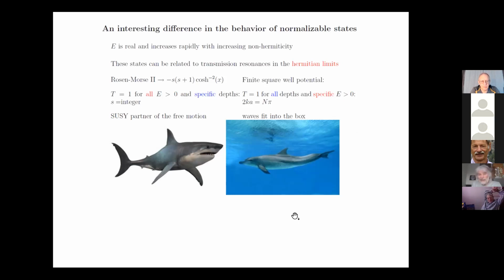They look more or less the same if you look at them from a distance, but there are marked differences. For example, the tail fin of the shark is oriented vertically. In the case of the dolphin, it is horizontal. So it is a difference like this in the case of these two potentials. This is just an example that there are differences also.